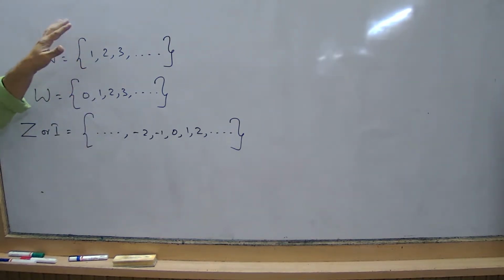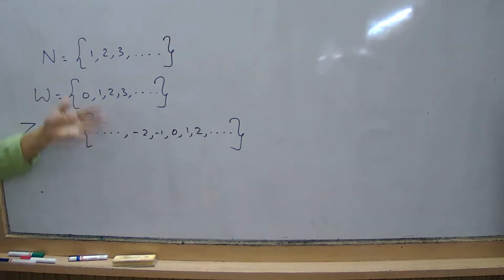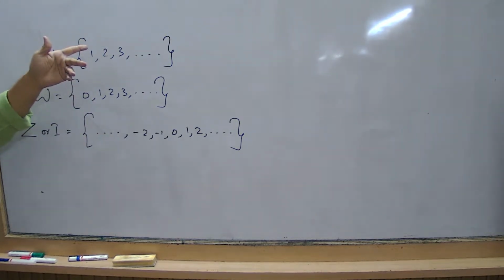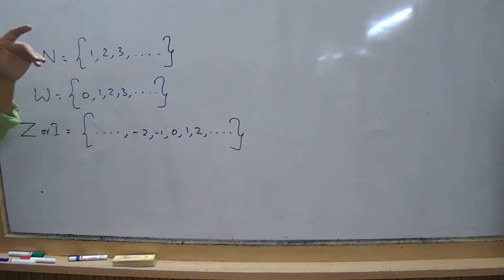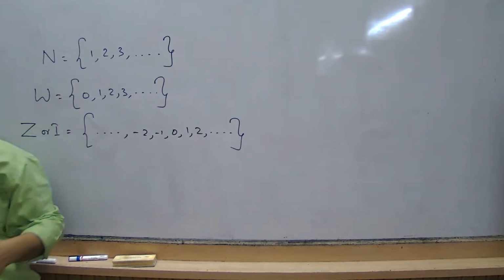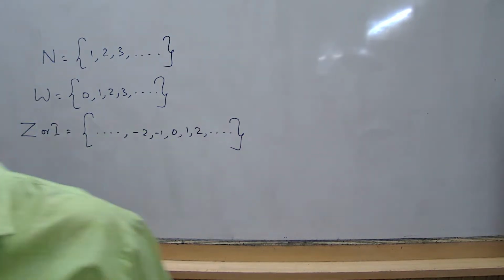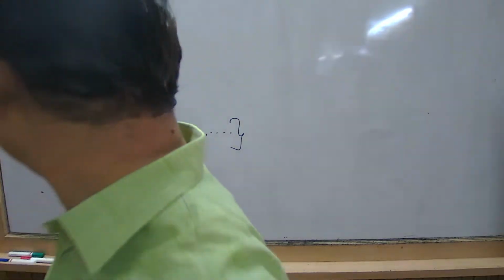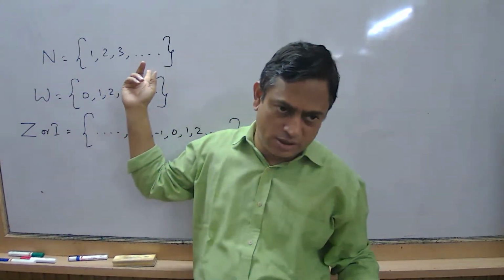What notation is called set? What type of set is this one? In which form? Roster form, not rooster. Roster form means we write all the elements. These are called the elements of the set.